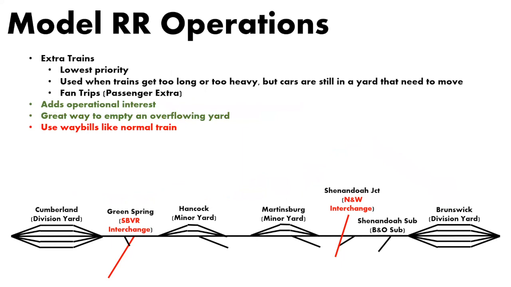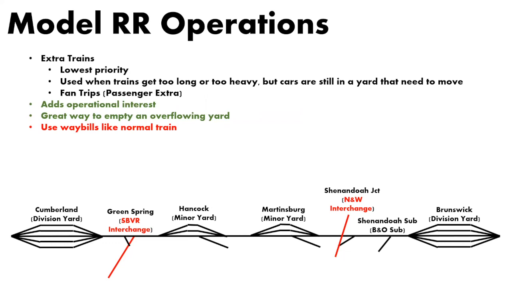And an extra train. Extra trains are really low priority trains, ones that aren't on the schedule. You use those if you happen to have a train that's too heavy or a train that's too long, and there's still cars that need to go in that destination or direction. So you can run an extra one. A fan trip's another good passenger extra. You know, people like running the old equipment that doesn't match their era as a fan trip. Those sort of things. That adds a lot of operational interest.